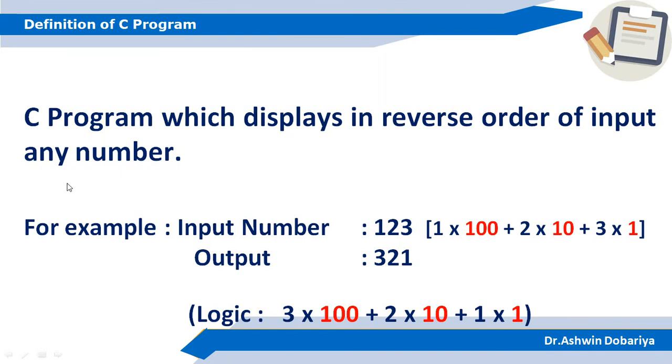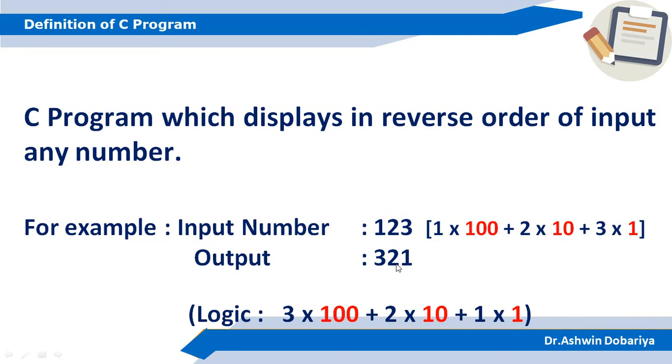It means whenever the user inputs any integer number, it will be converted in reverse order. For example, suppose the input number is 123, then the output should be 321, right? If we analyze the logic of this program, whatever number we have input, the last digit should come first, then the second last, then the first. So we have to convert in reverse order that way.